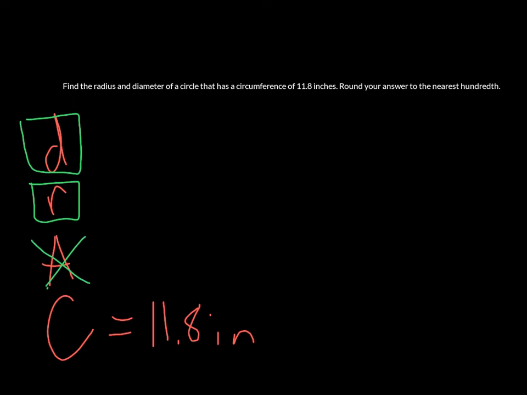Now, if you think back to how we found the circumference when we had the diameter, we would take our diameter and we would multiply by pi. So I know that these two are linked together. But instead of taking my diameter and multiplying by pi, I have the circumference. So I'm going to need to divide by pi. So I'm going to take 11.8 divided by pi.